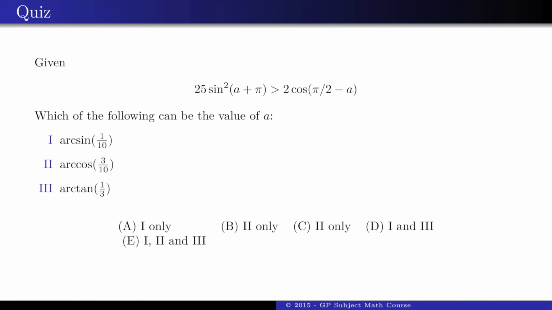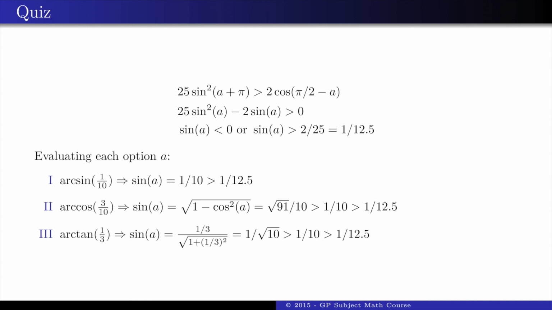Ready? The answer is E. Using the symmetries, we can deduce the second inequality. This is just a simple quadratic equation in sine A, and the roots are easy to find. Now, we need to evaluate each option.